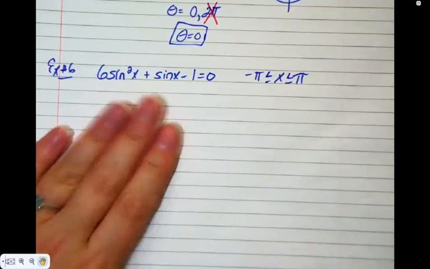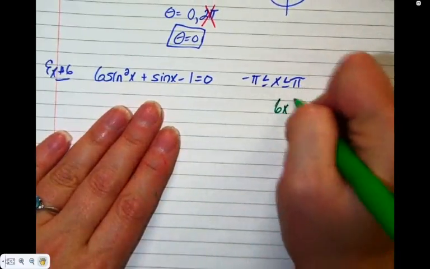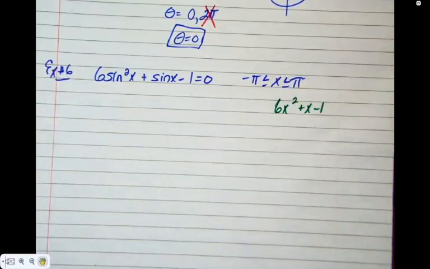First thing I do is I forget about the signs, and over here I just look at it with x's because my brain is used to factoring in x's. So 6x squared plus x minus 1. Go ahead and factor that. That's a grade 10 question.